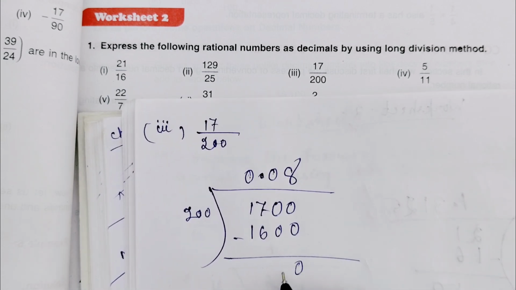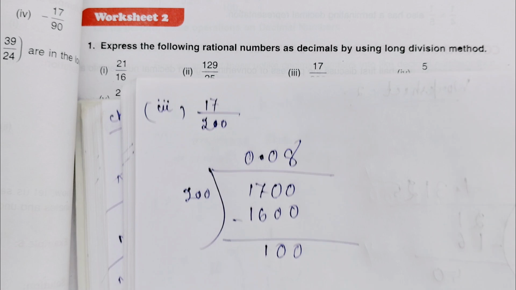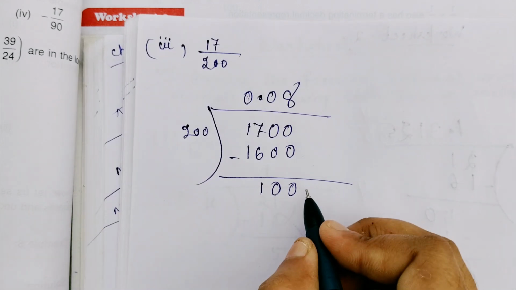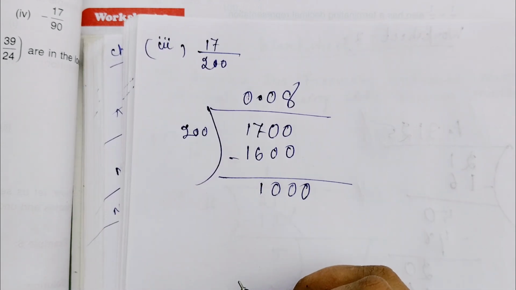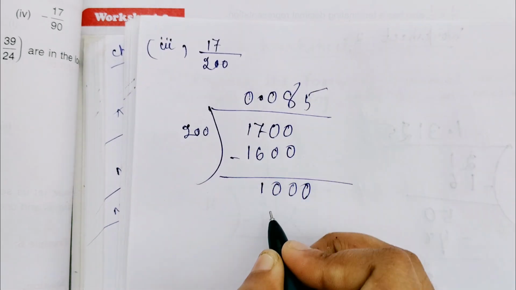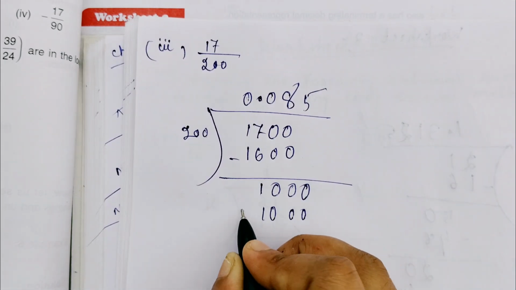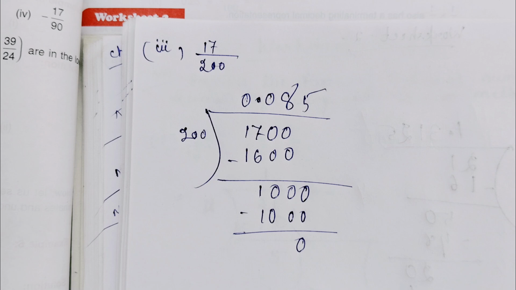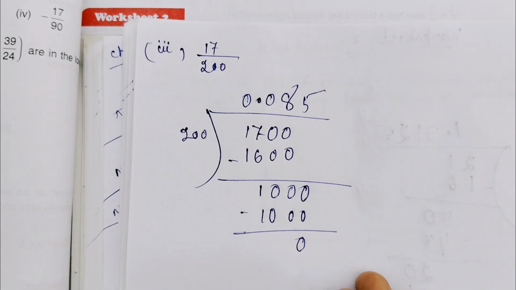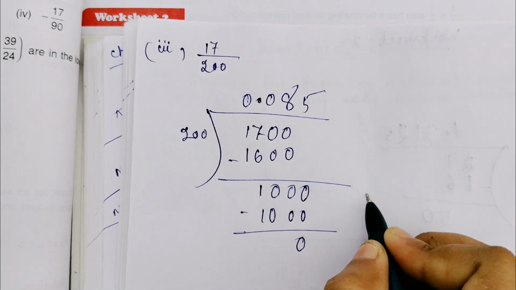Now we subtract it. 7 minus 6 is 1. Then 100 is less than 200. Here put 10. Then 200 5s are 1000. 1000 minus 1000 is 0. So here the remainder is 0. So it is a terminating decimal number.